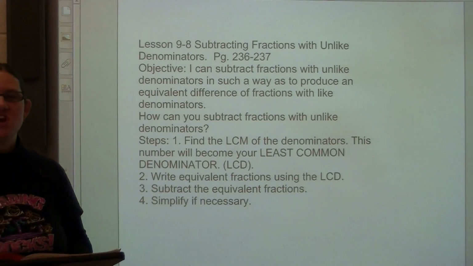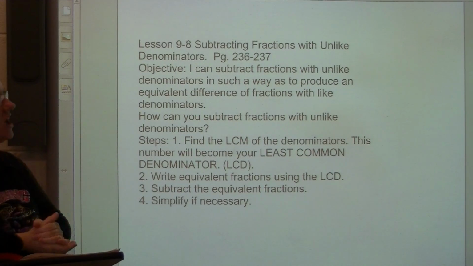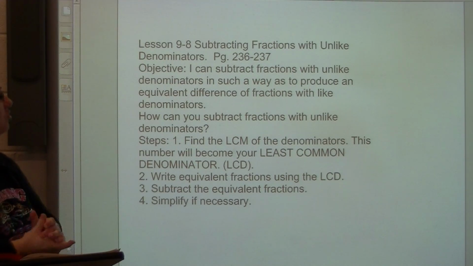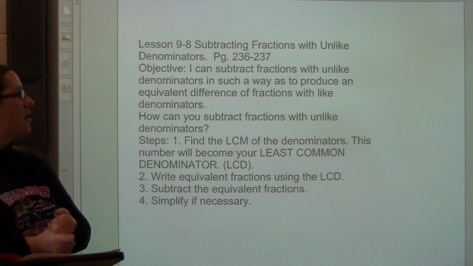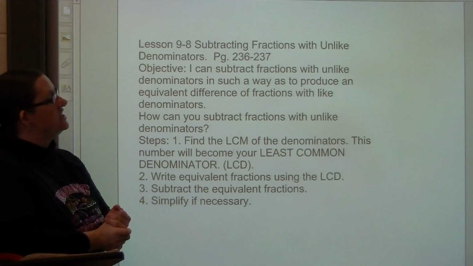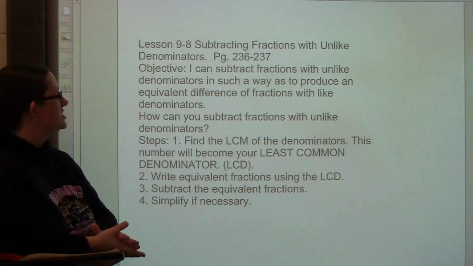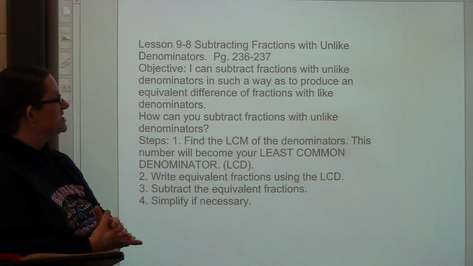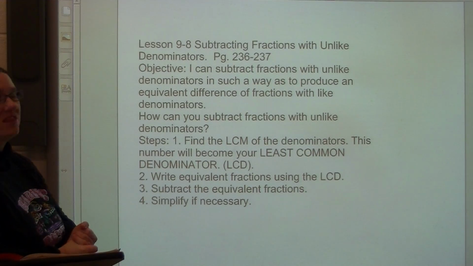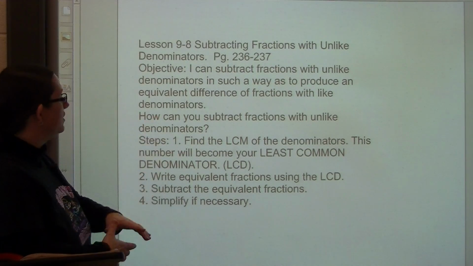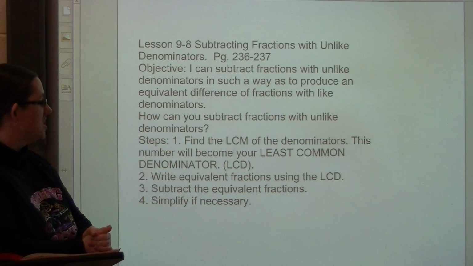Okay, fifth grade, today we're going to start lesson 9-8 on subtracting fractions with unlike denominators, found on pages 236 and 237 of your textbook. So make sure your textbook is out and your spiral is next to it. Our objective today, very similar to our last lesson, is I can subtract fractions with unlike denominators in such a way as to produce an equivalent difference of fractions with like denominators. So our question we'll be looking at today is, how can you subtract fractions with unlike denominators?